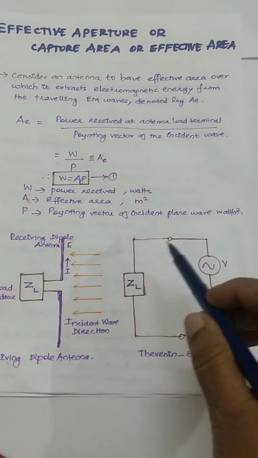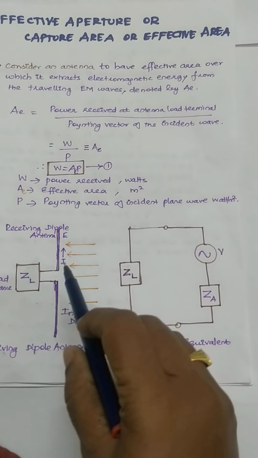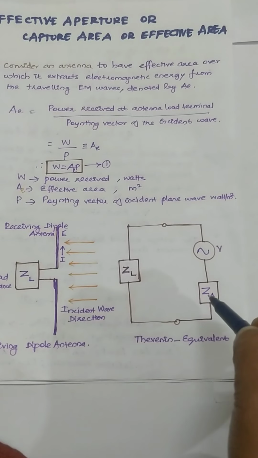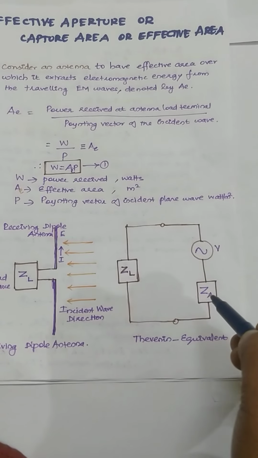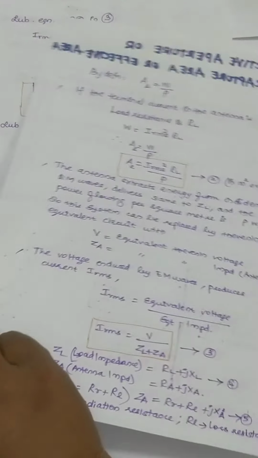Now we have seen a receiving dipole antenna with a terminating load impedance. This is the Thevenin equivalent. What do we mean by the Thevenin equivalent? We are replacing the antenna by a voltage source along with the antenna impedance. So this is the Thevenin voltage, the equivalent voltage, and the Thevenin equivalent impedance. For what purpose are we doing this?